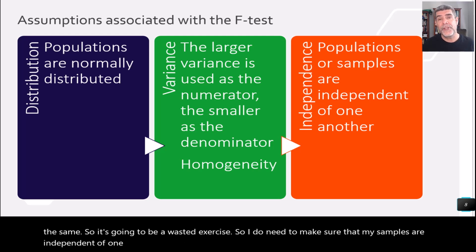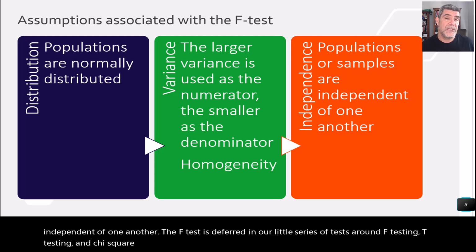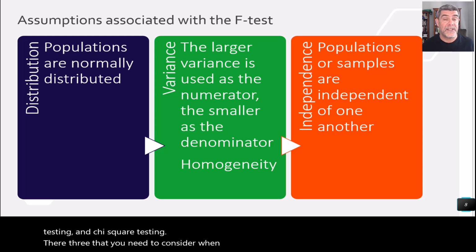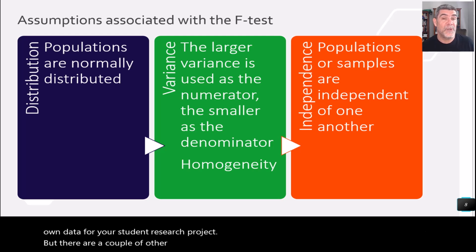The F-test is the third in our little series of tests: F-testing, t-testing, and chi-squared testing. They're three that you need to consider when you are carrying out statistical testing on your own data for your student research project. But there are a couple of other things that you can do as well, and we'll have a look at those in subsequent videos.